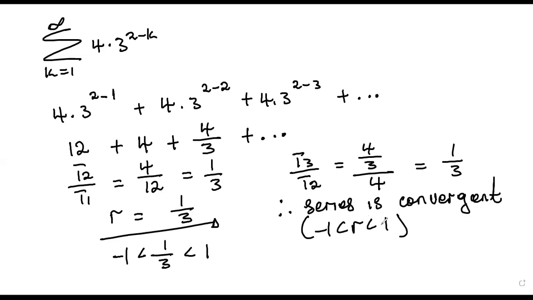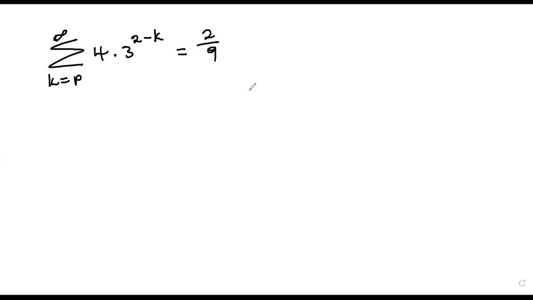Now let's see the second question. This is what it says. It says, if we tell you that the sum from k equals p all the way to k equals infinity of 4 times 3 to the 2 minus k, if we tell you that this sum is equal to 2/9, the question says, determine the value of p. That's what the question says. So what are we given in this case? This 2/9 is just the sum to infinity of this geometric sequence.